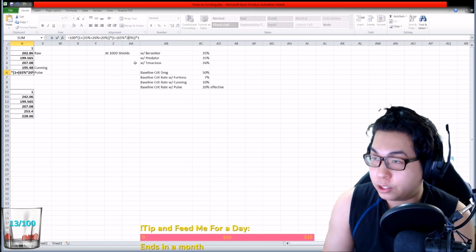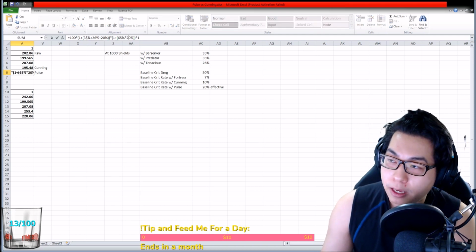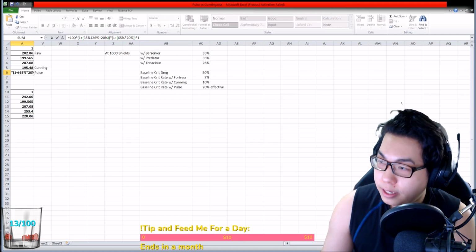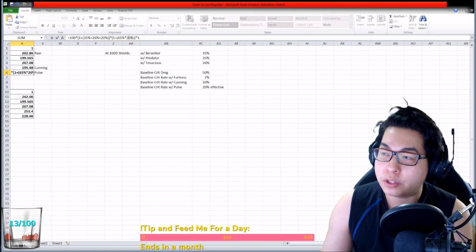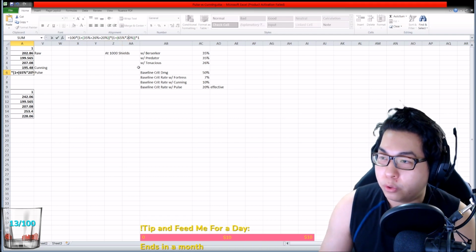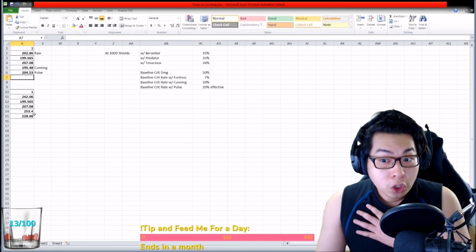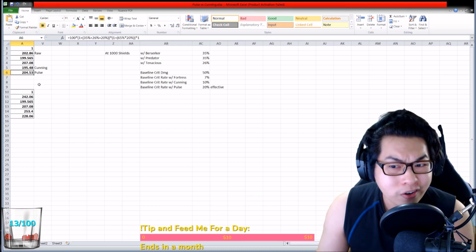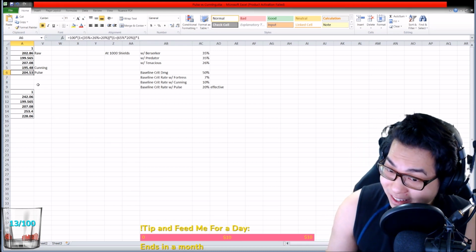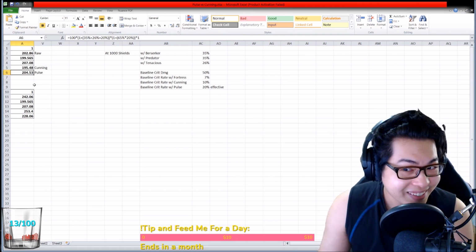Pulse has a baseline 20%, right? So same thing, 35 is your Berserker, Tenacious. Predator, Tenacious, this is your Berserker at 20%. Now, Pulse gets 20% baseline. It looks like it's great. Wow, 204. So it's doing better than your Raw. Is that really the case?